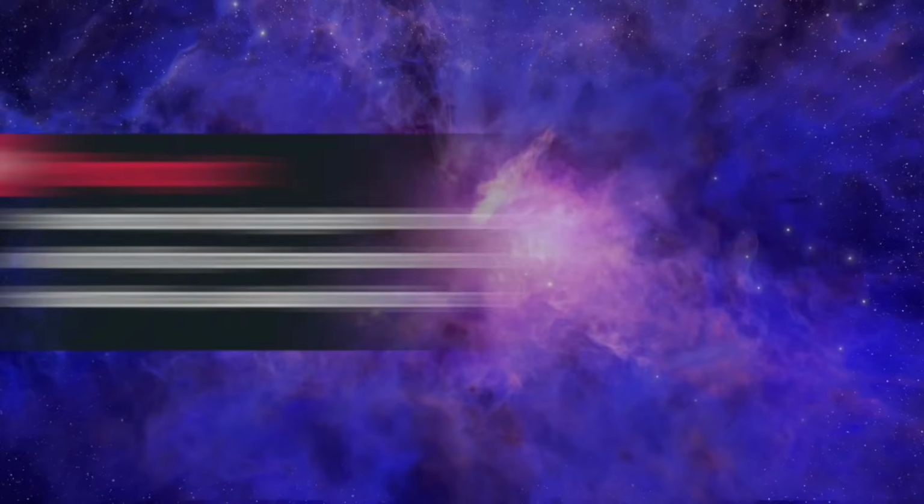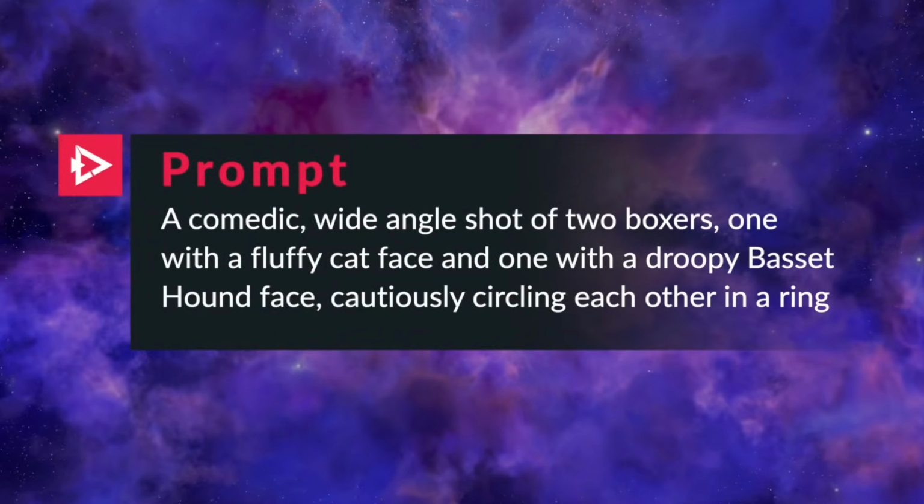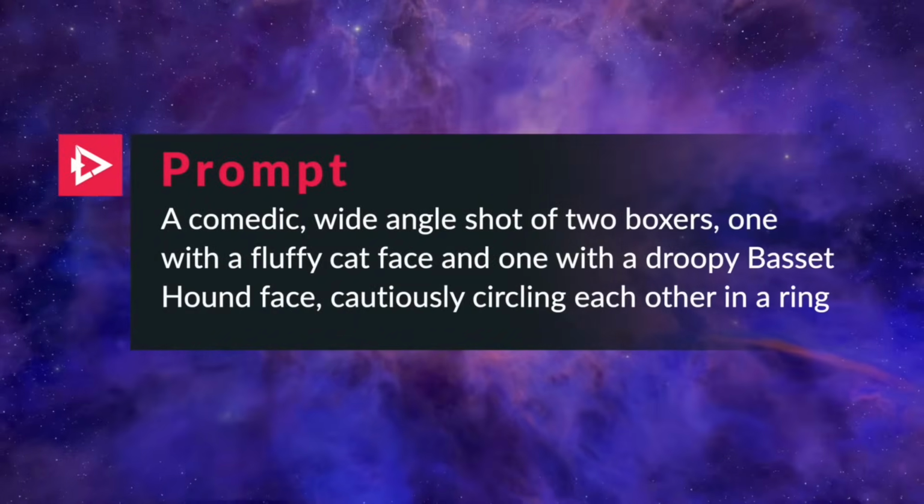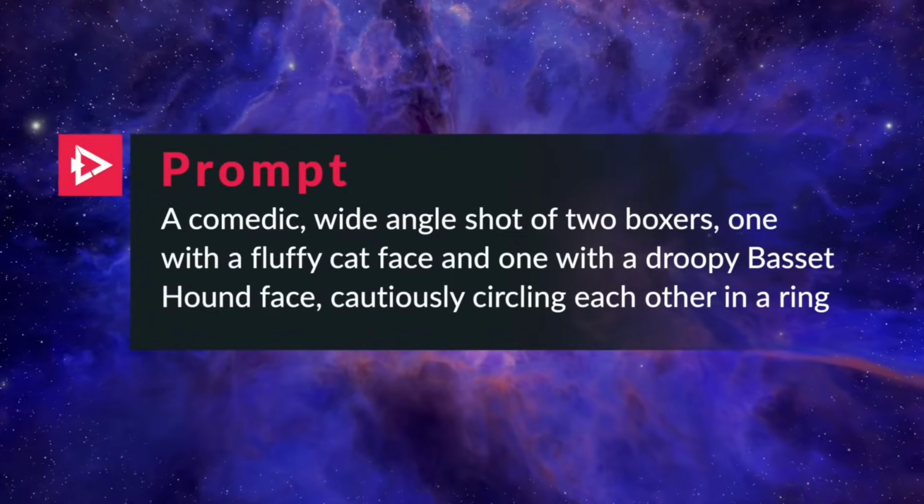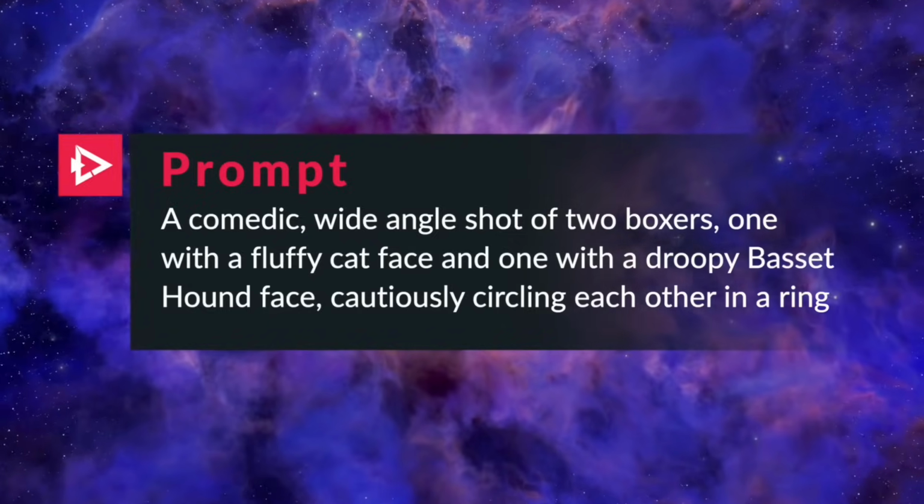Okay, let's get weird again with our next prompt. A comedic wide-angle shot of two boxers, one with a fluffy cat face and one with a droopy basset hound face, casually circling each other in a ring. This is another one that's just begging for some AI absurdity.